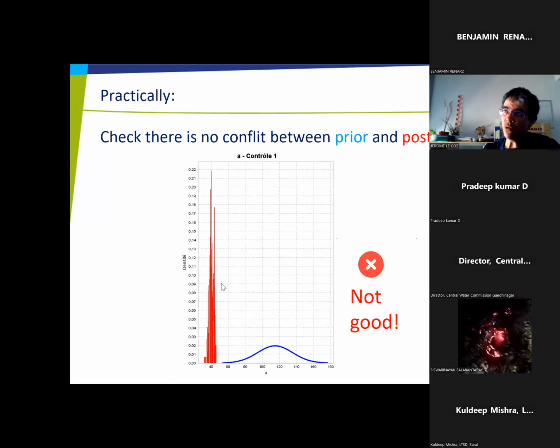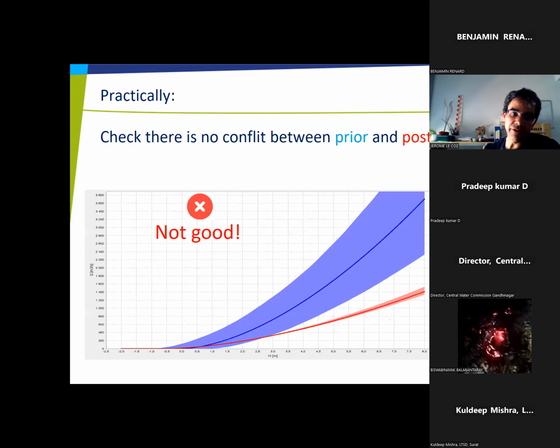Okay. Also, we have to check if the results are in conflict with our prior assumptions. It's very important to check. For instance, here it's not good. The prior distribution in blue does not overlap with the sampled results on the left, the red results. So that means that something is really inconsistent between the prior values we assumed for that coefficient and the results we got after calibration against the gaugings.